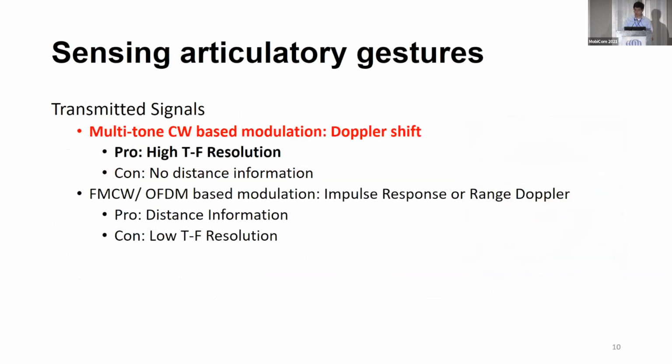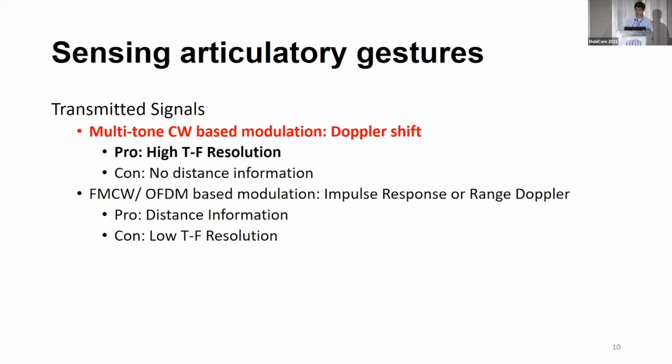We select the multi-pulse continuous wave as our transmitted signal and use the Doppler shift as the feature in our work, because we want to achieve a high time-frequency resolution for articulatory gesture sensing. As we discussed previously, the articulatory gesture is really fast and subtle, so we have to achieve a high time-frequency resolution.